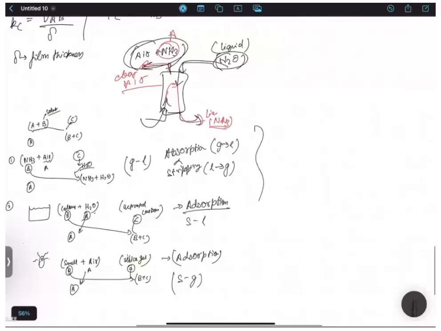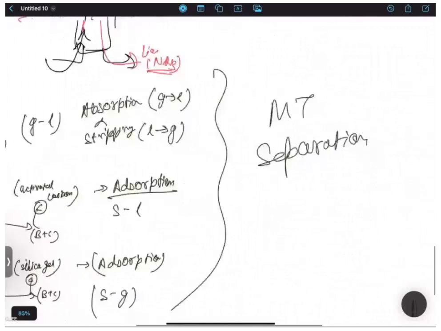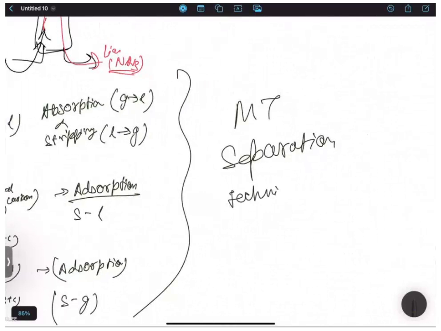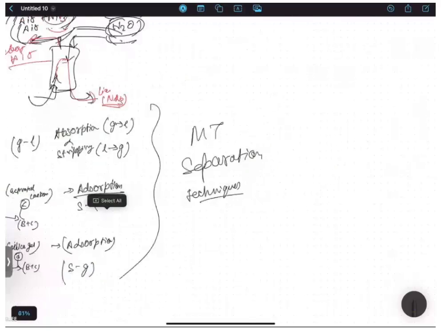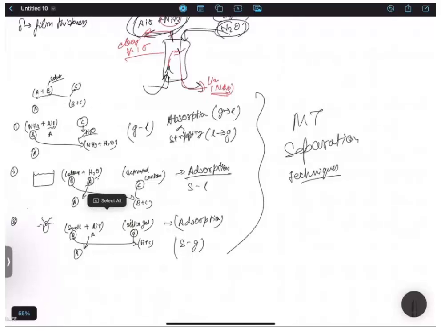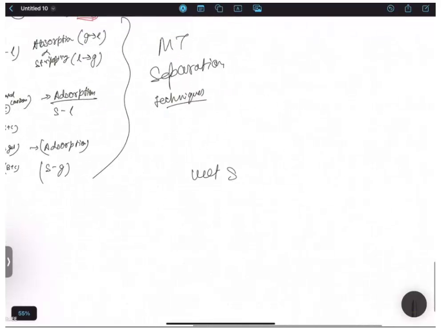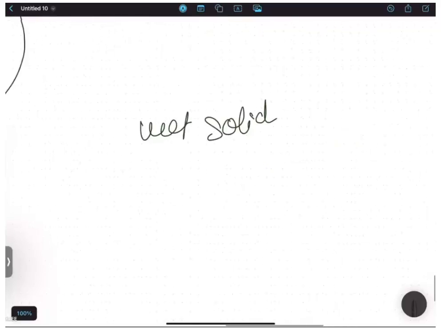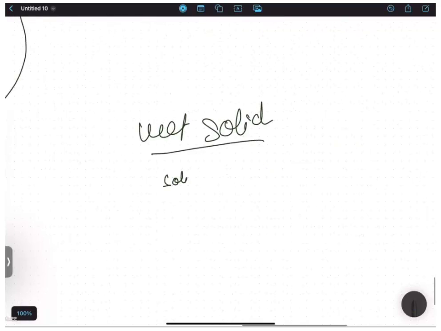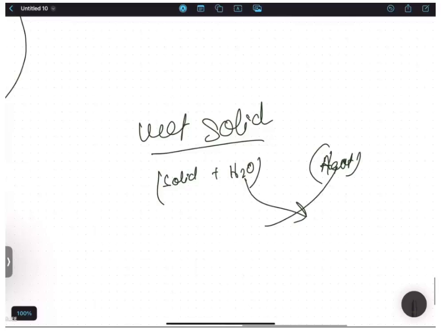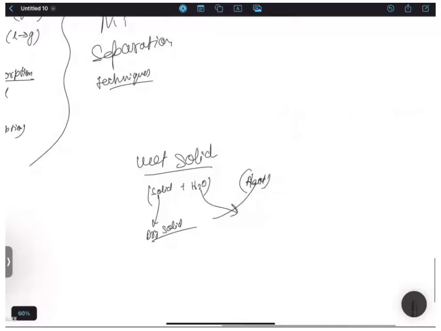This is the basic idea of your mass transfer. So these are just separation techniques. Your distillation, extraction, drying, everything is a separation technique. In drying, what do you do? In drying, you just have wet solid. Wet solid means solid plus some water, H2O, and you add heat. This heat will take away the water, and you get dry solid. Okay. All these things are separation techniques.